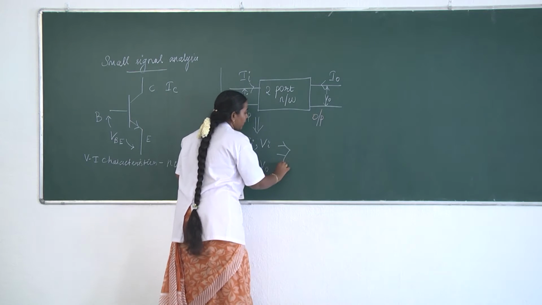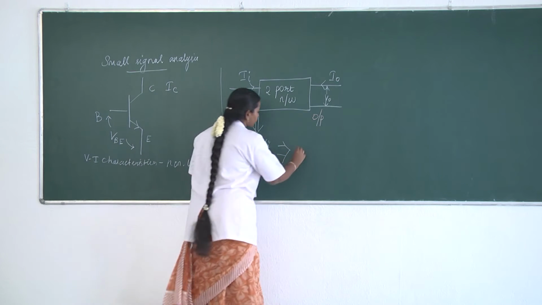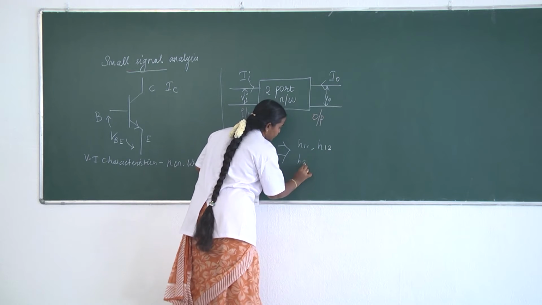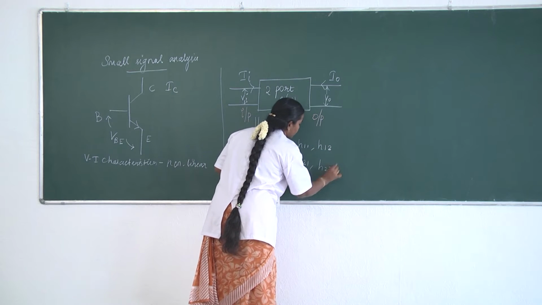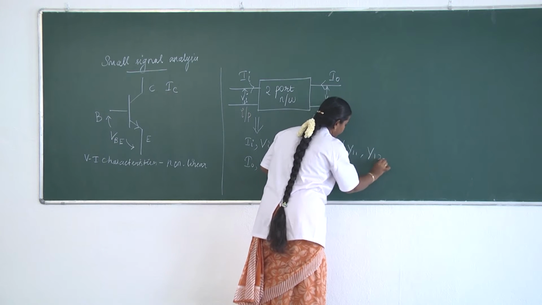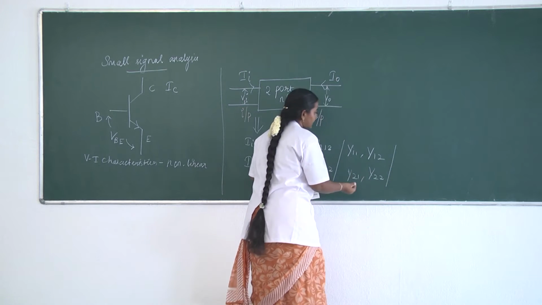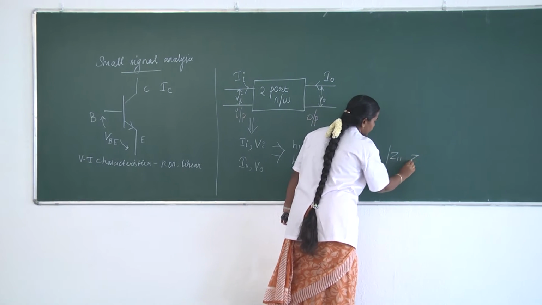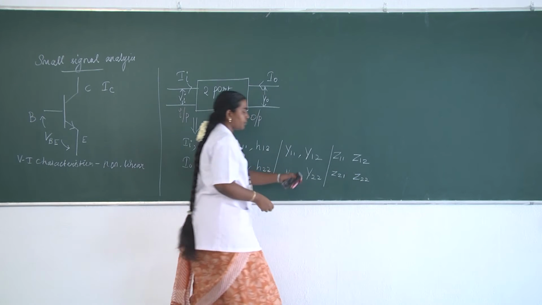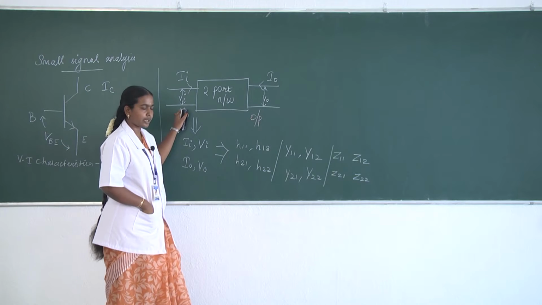So what we are going to do is find the equivalent terms for this. It may be H11, H12, H21 and H22, or Y11, Y12, Y21 and Y22. Otherwise it can be Z11, Z12, Z21 and Z22. So these four parameters we are going to analyze using this two-port network.